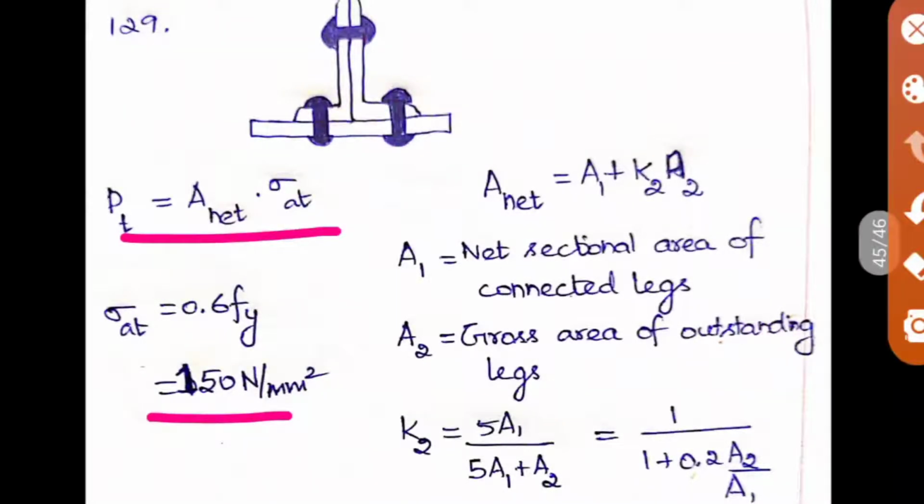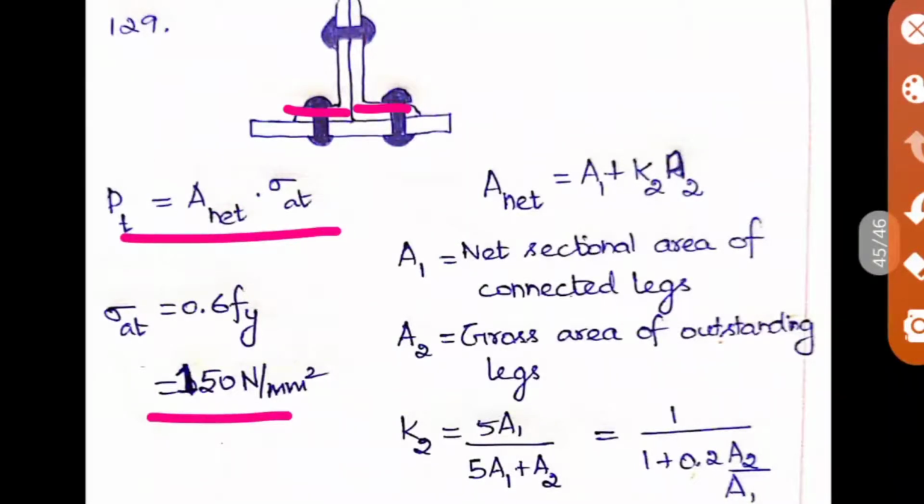Okay, so what do A1 and A2 mean? A1 is the net sectional area of the connected legs. So these both are connected legs, and for this alone you should find the net sectional area. Net sectional means you have to subtract the rivet size.